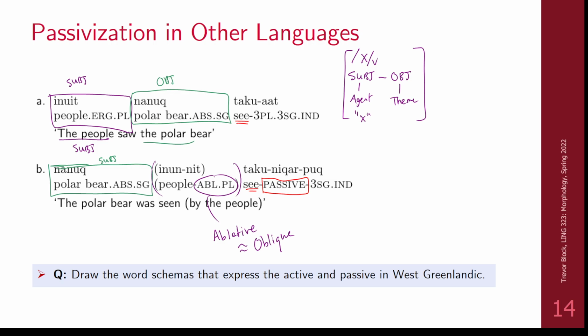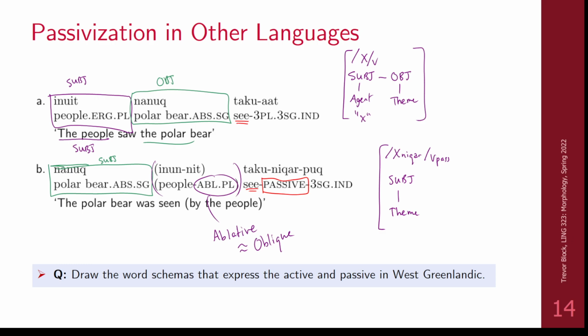Okay, so that's the active. Now in the passive, what's happening? So this is X. We're adding a passive suffix to it. So let's write that in. This is a passive verb now. We still need a subject, and the subject is the old theme.